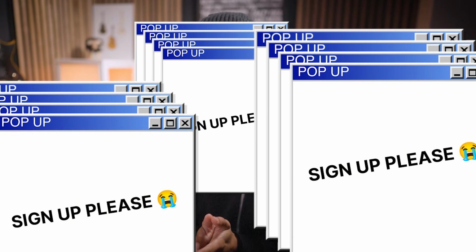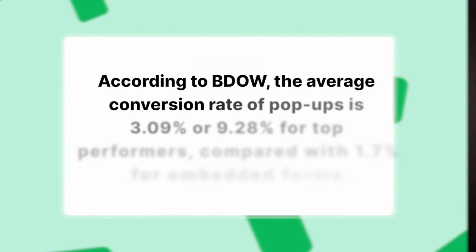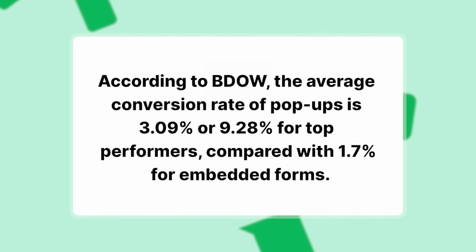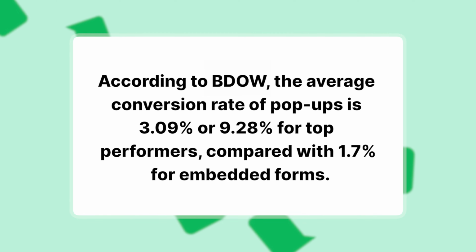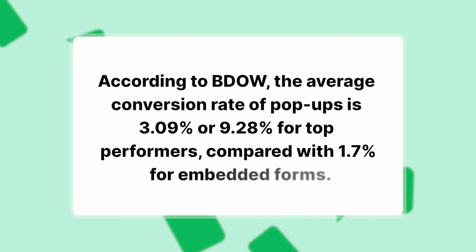Tip 3, create website pop-ups that convert, not annoy. I know pop-ups have a bit of a reputation, but they do convert really, really well. In fact, according to BDOW, the average conversion rate of pop-ups is 3.09% or 9.28% for top performers. Compare that with 1.7% for embedded forms. So here's the trick. Make them friendly and make them timed.